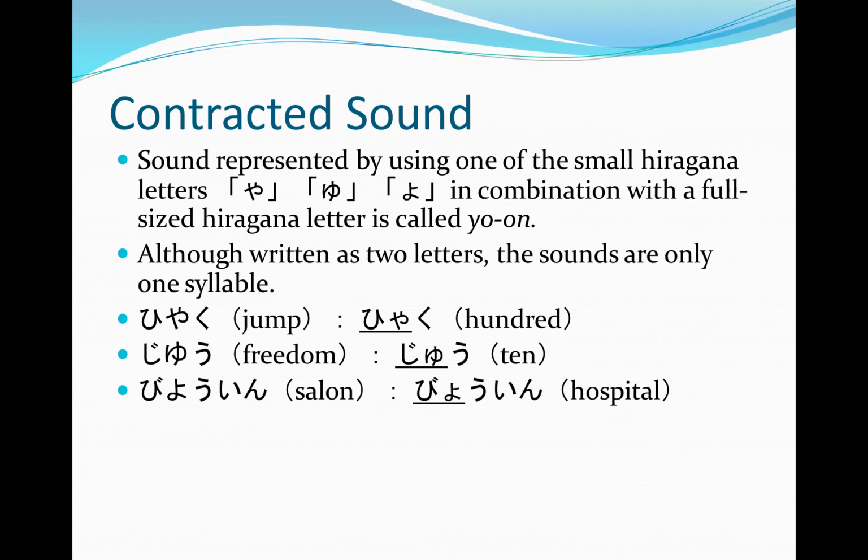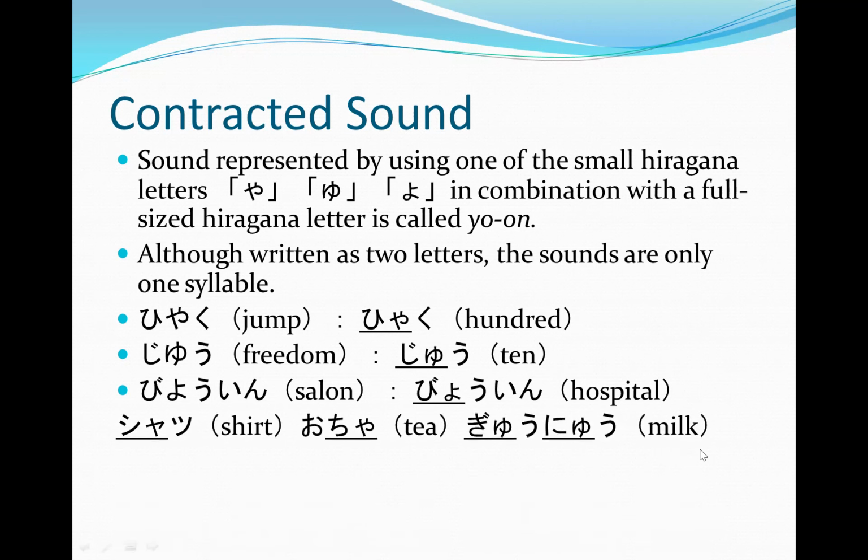All right. Next examples we have. This one is written in katakana. Shatsu for shirt. Again, shatsu, shirt. And then we have ocha, tea. Ocha, tea. Now for milk, gyuunyuu.